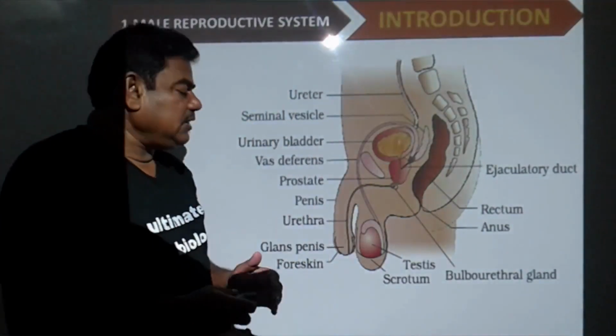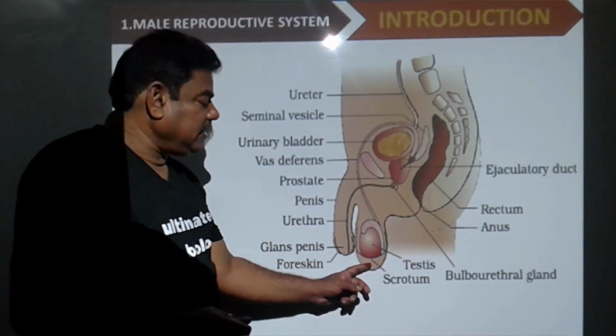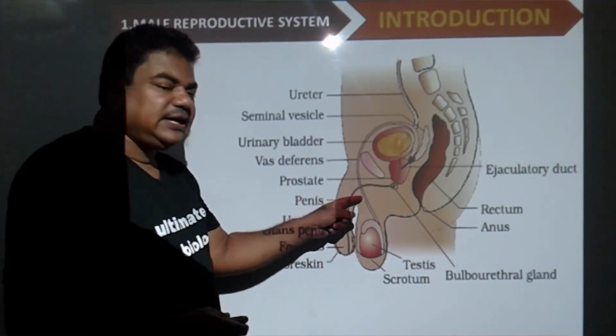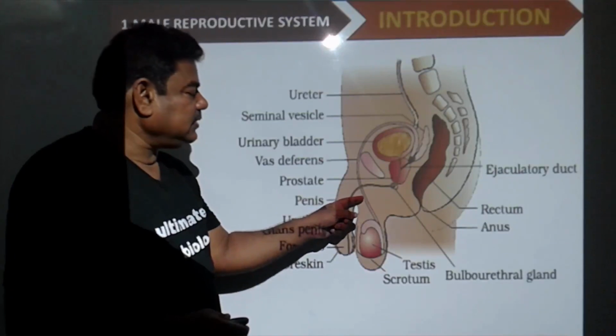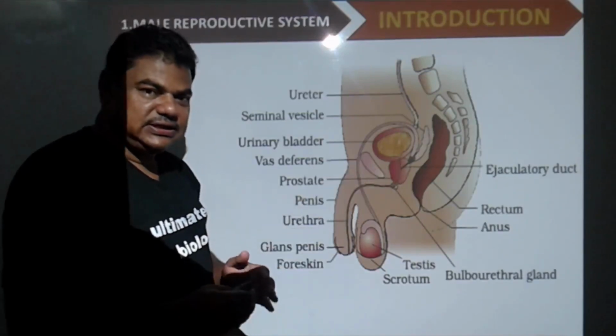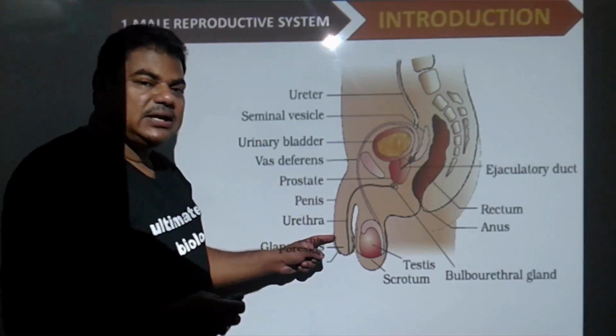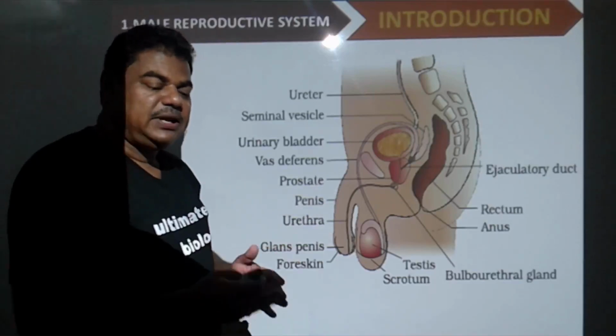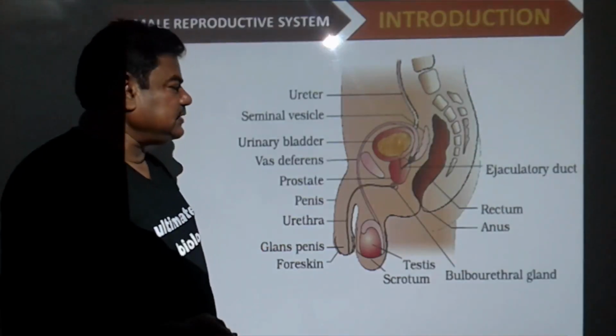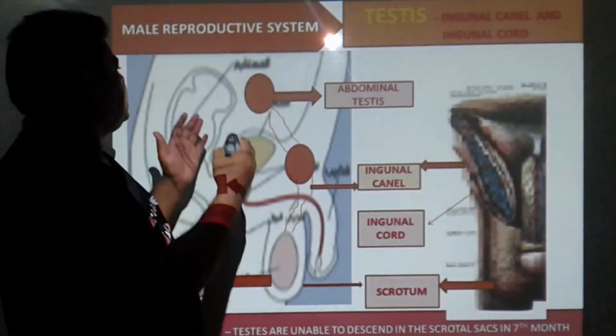Now we will see the testes in detail, then the accessory ducts in detail, then the glands and their sections in detail, and the last part, the external genitalia, the penis and its sections in detail. See here.